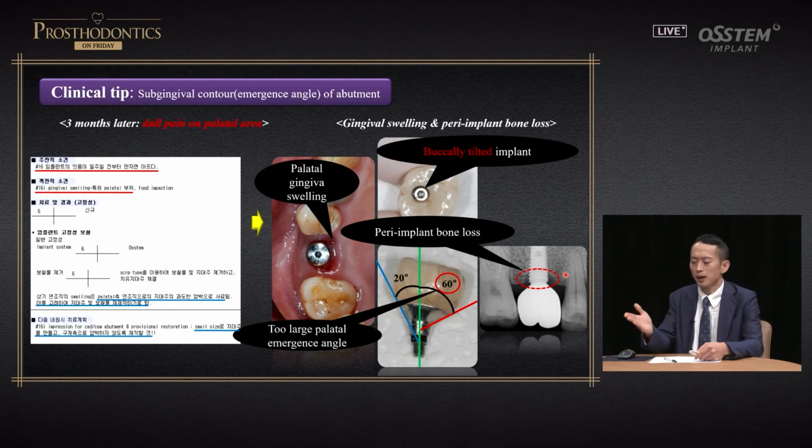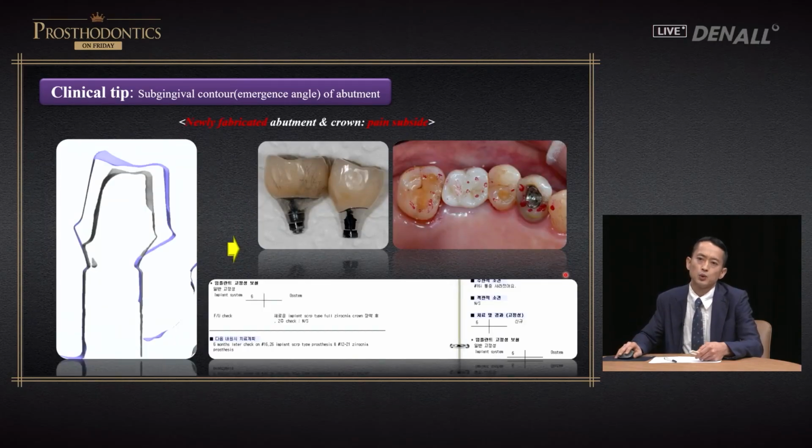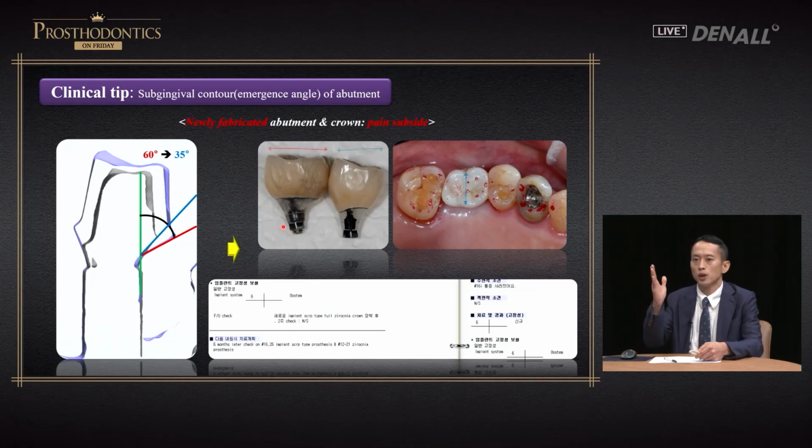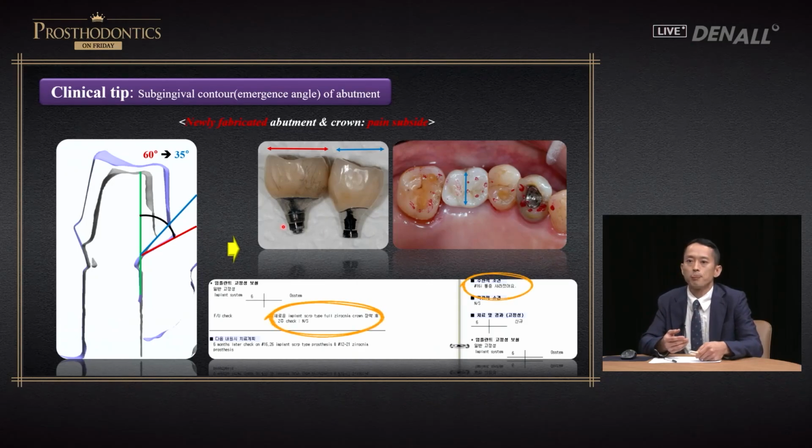I adjusted the palatal emergence angle, which pressured the palatal area, and the prosthesis needs to be made as well as the abutment. I merged the existing abutment with the new one. Luckily, the emergence angle of the existing and the new are the same, but palatally, the emergence angle decreased from 60 degrees to 35 degrees. Therefore, the palatal surface needs to be reduced palatally. After providing a new prosthesis, the pain disappeared dramatically.